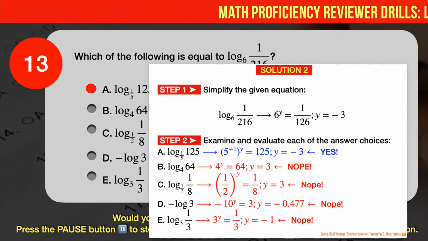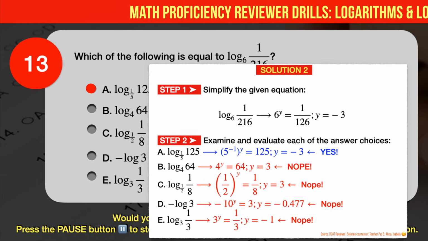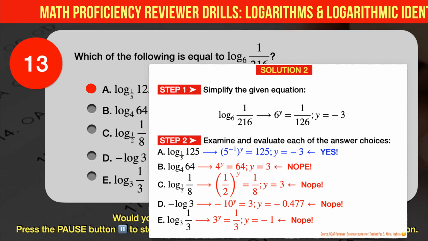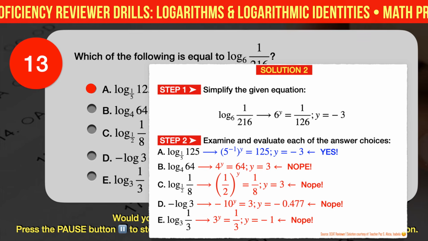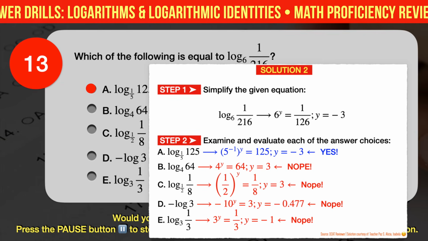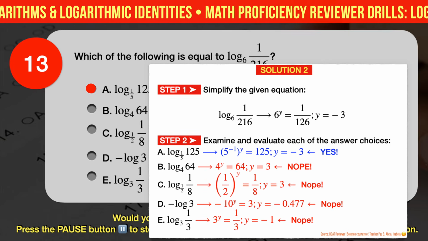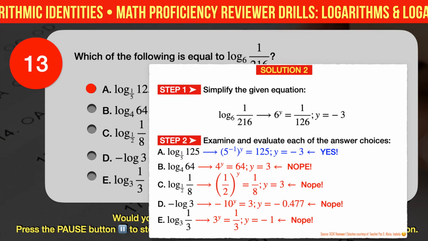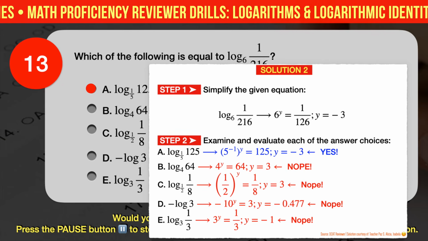For choice D, we convert minus logarithm of 3 into 10 raised to y equals minus 3. Remember that a common logarithm has a default base of 10. This will result in some negative irrational number, not minus 3. For choice E, we convert logarithm base 3 of 1/3 into 3 raised to y equals 1/3, which will give us the value of y to be minus 1, not minus 3. As you can see, both solutions yielded exactly the same values for the given equation as well as the answer choices.